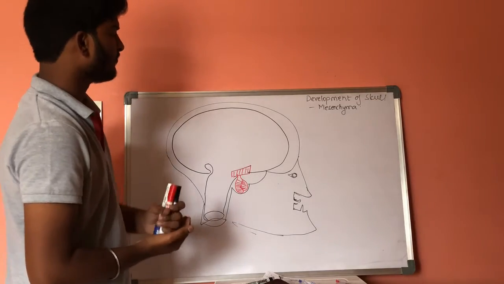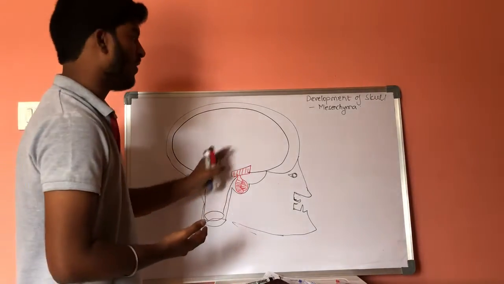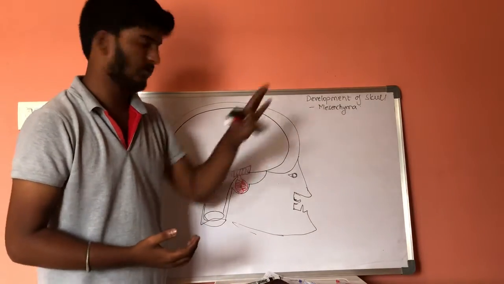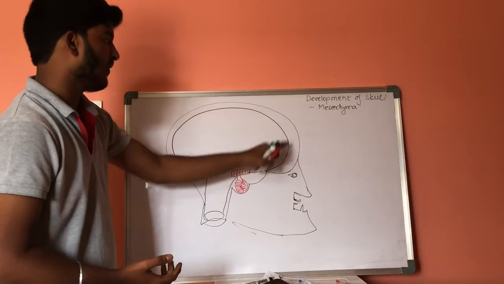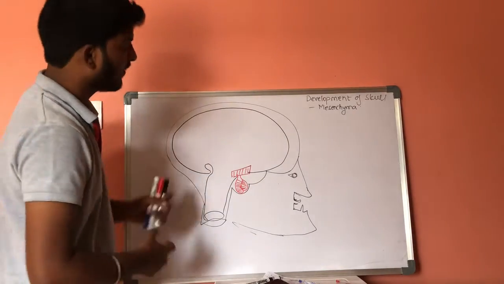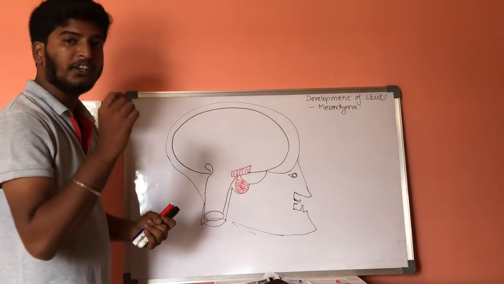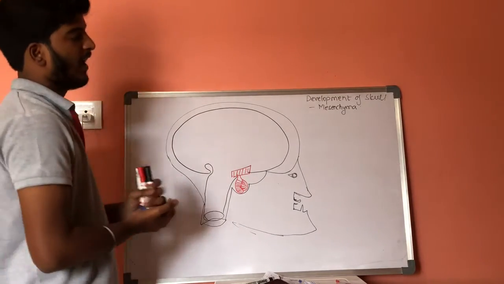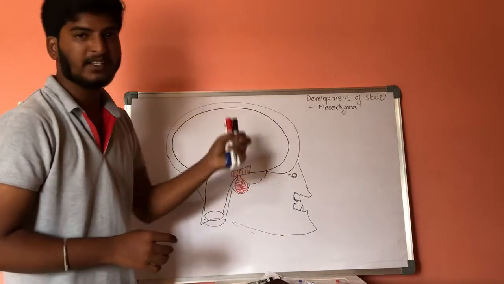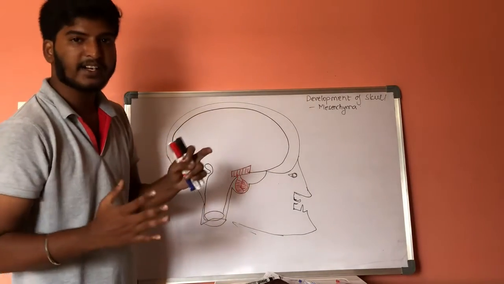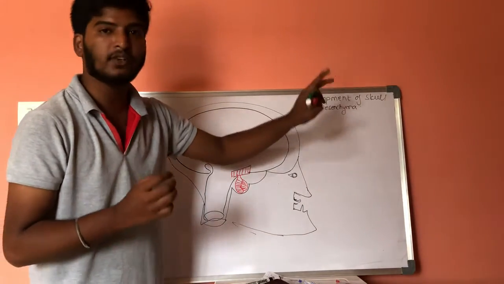Now, how is this mesenchyma useful for the synthesis of the skull? There are neural crest cells. First, there is a mesenchyma, and this mesenchyma is present at the anterior side of the neural tube, and this mesenchyma consists of neural crest cells.